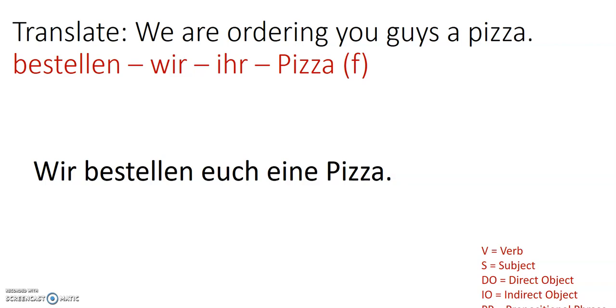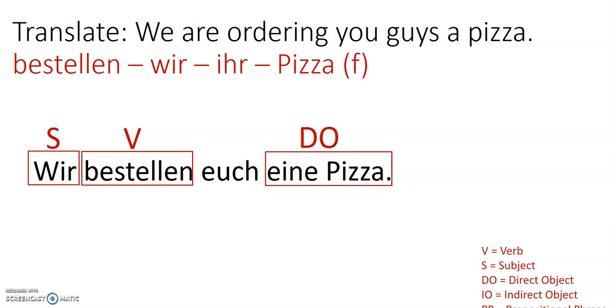So our verb here was bestellen. Our subject was wir. Now what's being ordered is our direct object, eine Pizza. It doesn't really change from the nominative to the accusative here since it's feminine. But when we get to our indirect object pronoun, ihr, the accusative form is euch, and the dative form of that is euch. And so we used euch here for our indirect object. Wir bestellen euch eine Pizza.